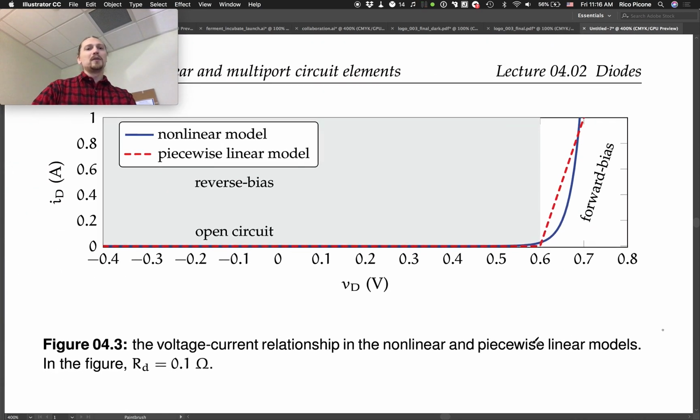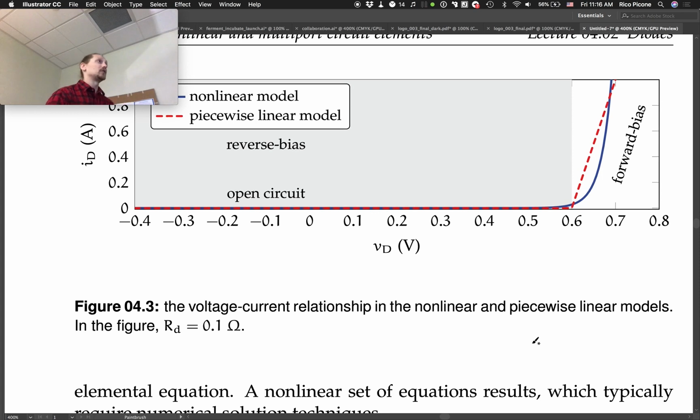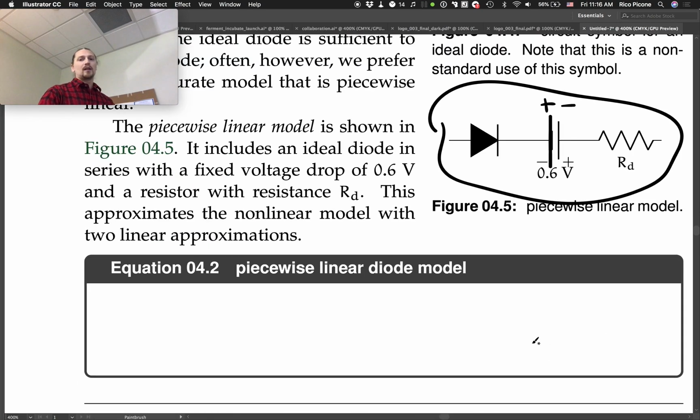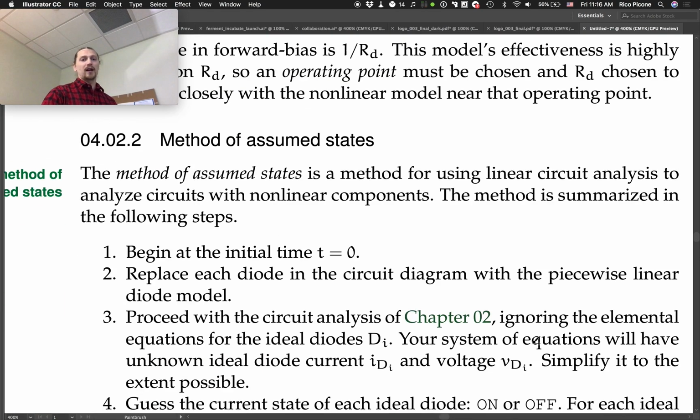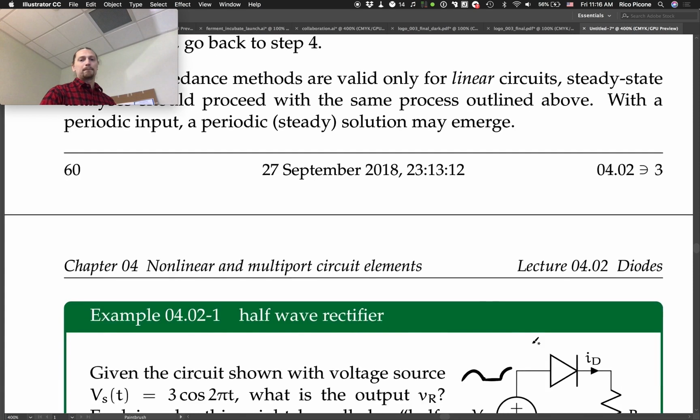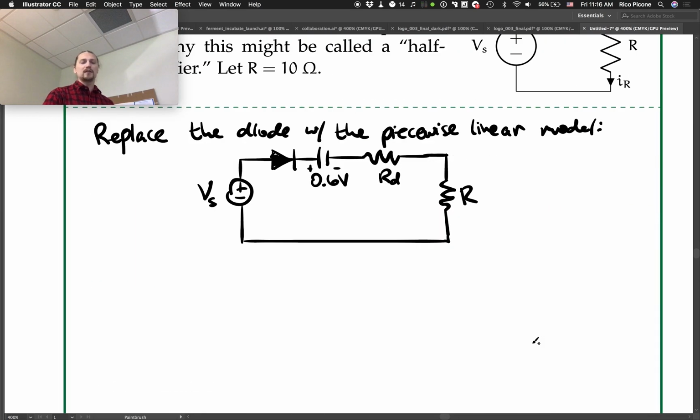There's always, when you do a piecewise linear model, you have to choose some cutoff, and that's a very common one to choose for this. And it's pretty good for most diodes. Okay, so this is our model, and we want to do the step 3 analysis here.